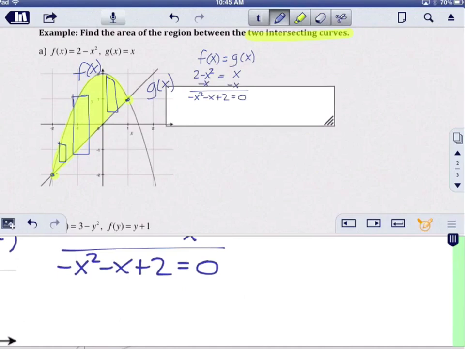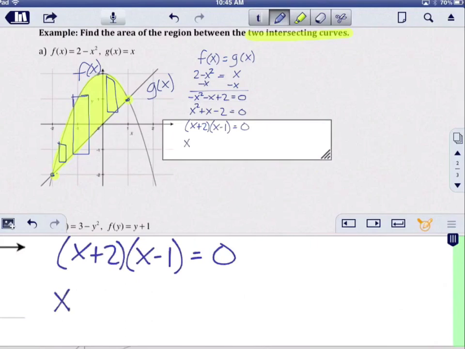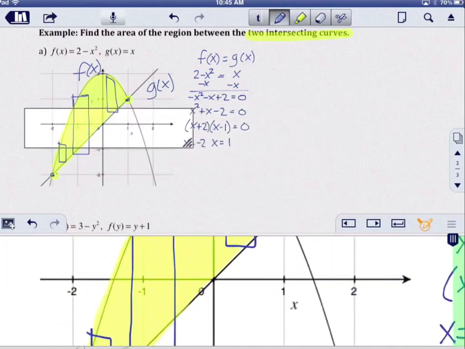And it's probably easiest if x squared is positive, so I'll change all of the signs. And then I can solve this by factoring. So we get x plus 2 times x minus 1. And so I have two solutions for x: x equals negative 2 and x equals positive 1. Okay, and you can see those right here.